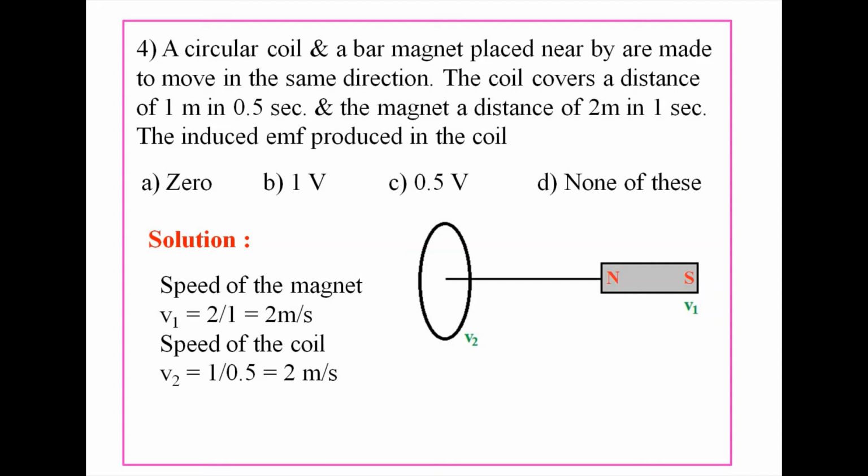Similarly, speed of the coil, that is v2 is equal to 1 divided by 0.5. Solving this, we can write it is 2 meter per second. So here v1 is 2 meter per second, v2 is also 2 meter per second, that is v1 is equal to v2. So here relative speed between coil and magnet is 0. So here option A is correct. Let's see the next objective.